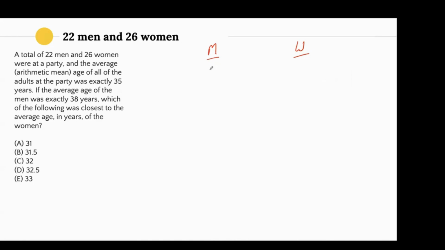So what do we have here? 35 is the overall average, which I will put right in the middle. Men's average is 38. Women's average I have to figure out. What else do I know? There are 22 men. There are 26 women. So these are the numbers. These are the ages. So again, ages can be thought of as chocolates. Numbers are anyway numbers only.